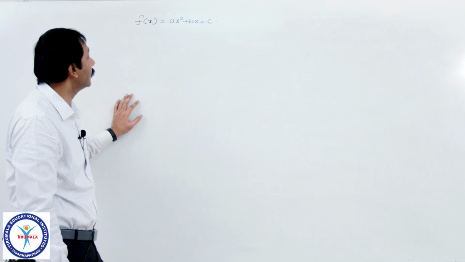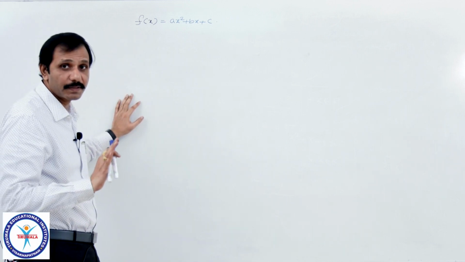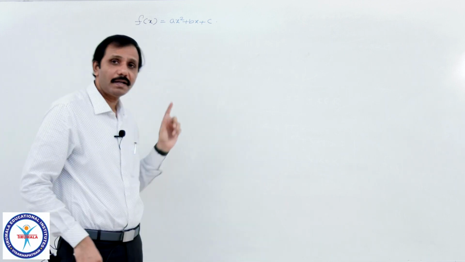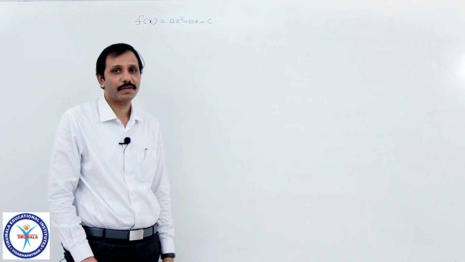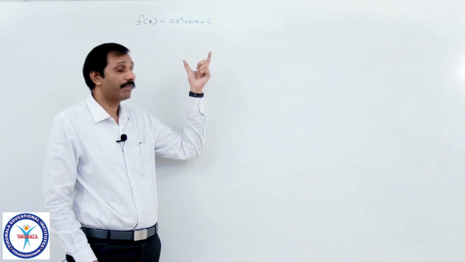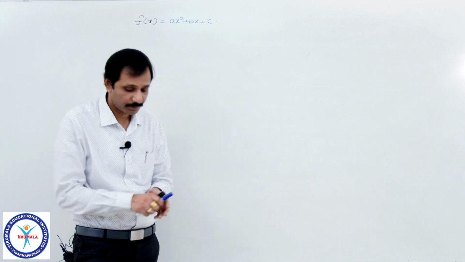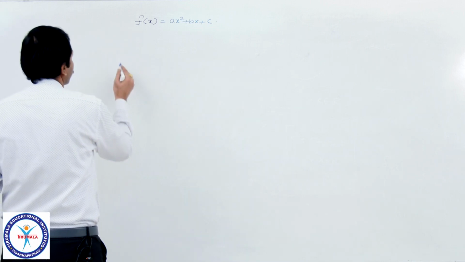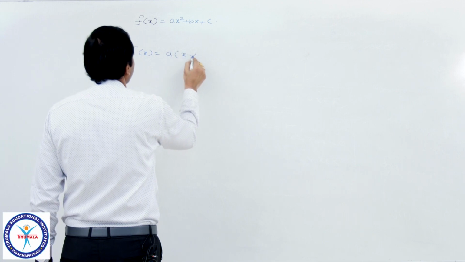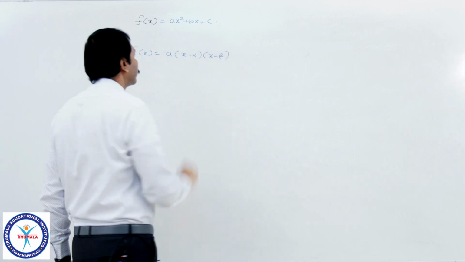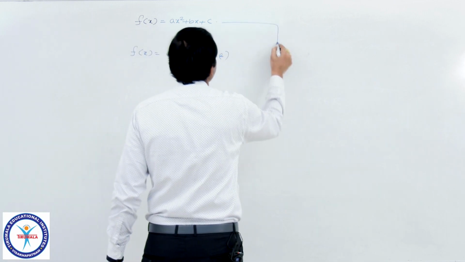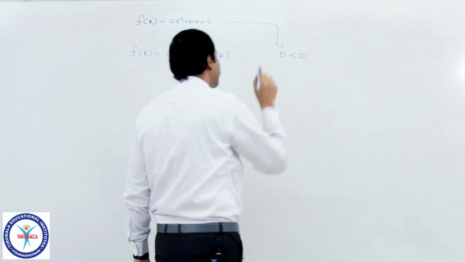When f of x is equal to ax square plus bx plus c, if I want the sign of this expression ax square plus bx plus c, what will you do? If it has factors, you write factors. And if it has factors, you can write it in the form a into x minus alpha into x minus beta. And if it has no factors, the discriminant will be less than 0.